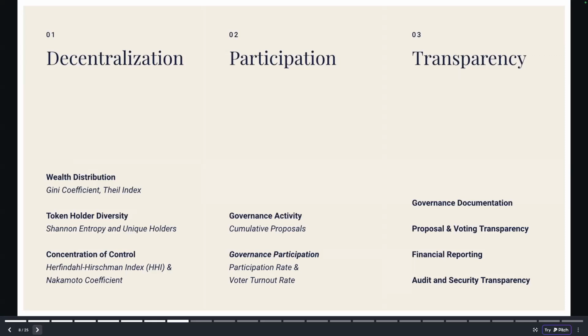And lastly, the transparency rubric. I focus on assessing the governance documentation, how good it is, then the proposal and voting transparency, whether the protocols do any financial reporting, and last but not least, the audit and security transparency.